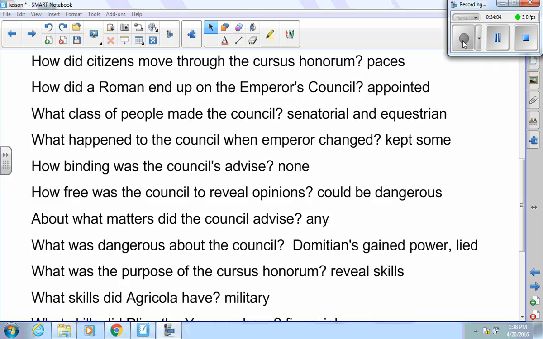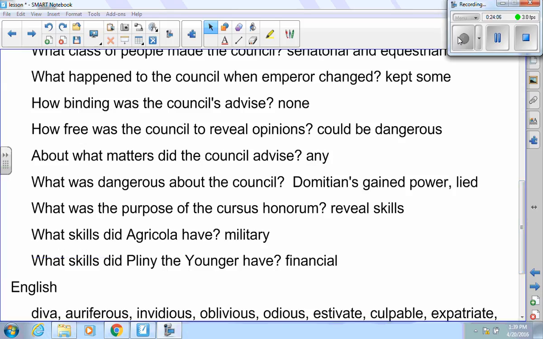What happened to the council when the emperor changed? Well, he kept some of them and got rid of some of the others. All right, here we go. One more. Punt. All right, coach, have fun over there with the special teams. Next, we have how binding was the council's advice? It wasn't really that binding. The emperor could pretty much do whatever he wanted to do after the advice was given.